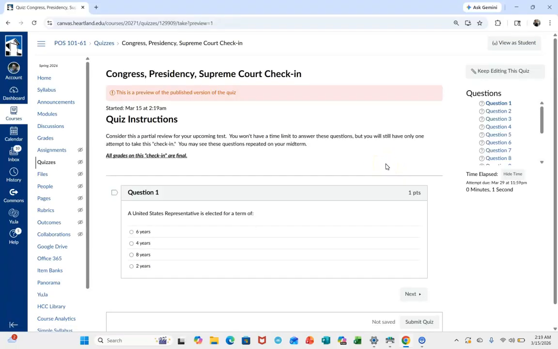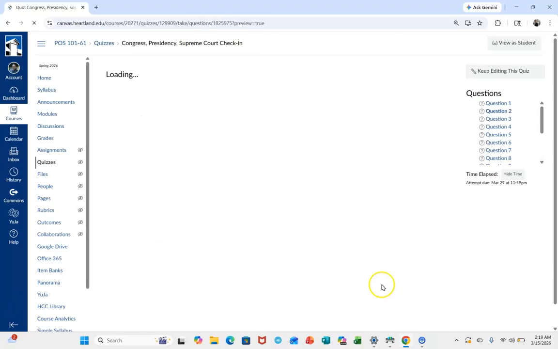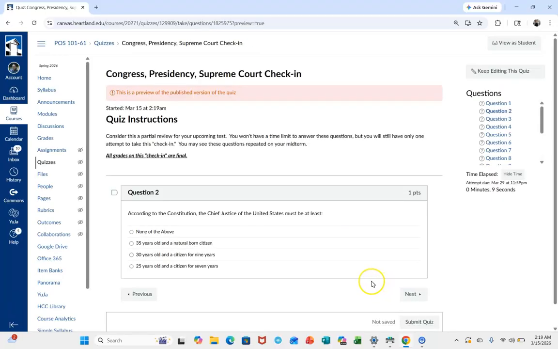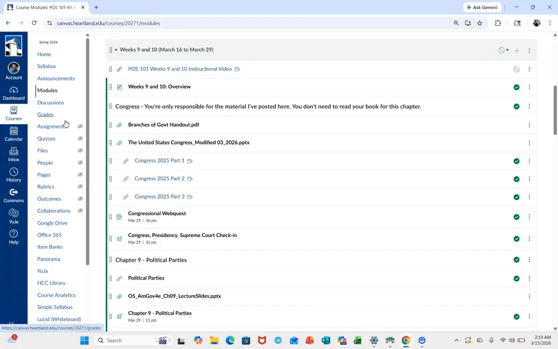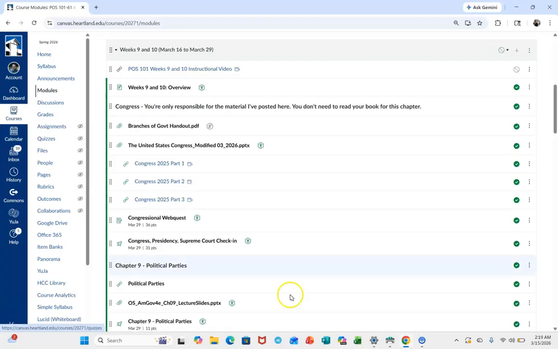For example, very basic ones. A United States representative is elected for a term of, according to the Constitution, the Chief Justice of the United States must be. Very basic questions that just ensure that you've had some brain cells firing together the last little bit in this class.